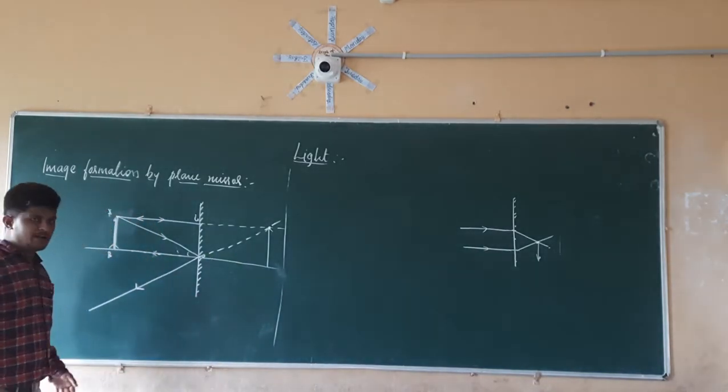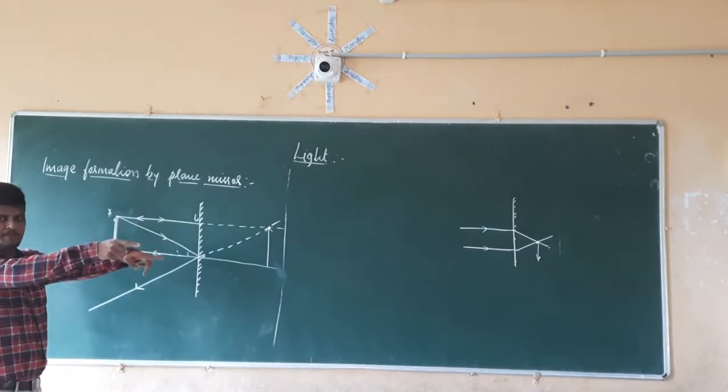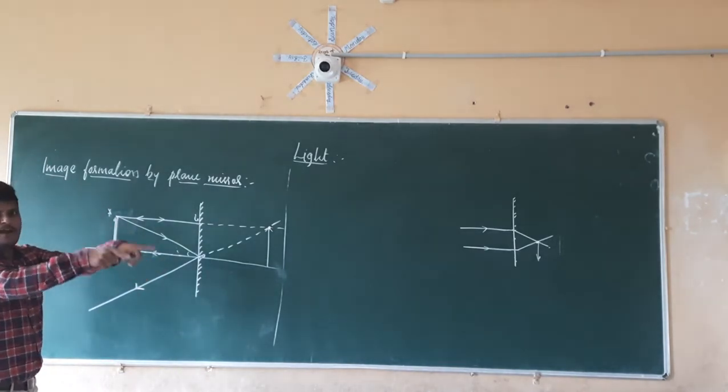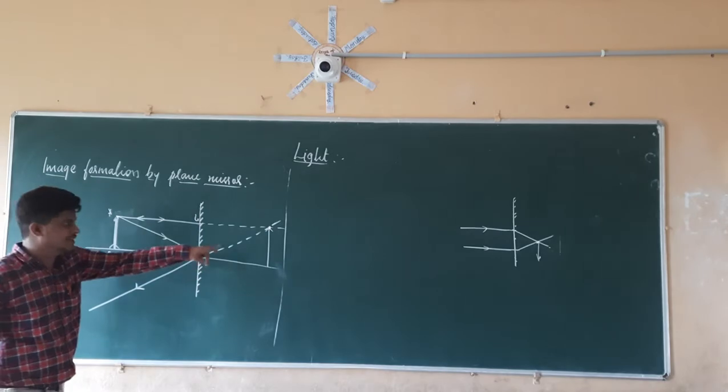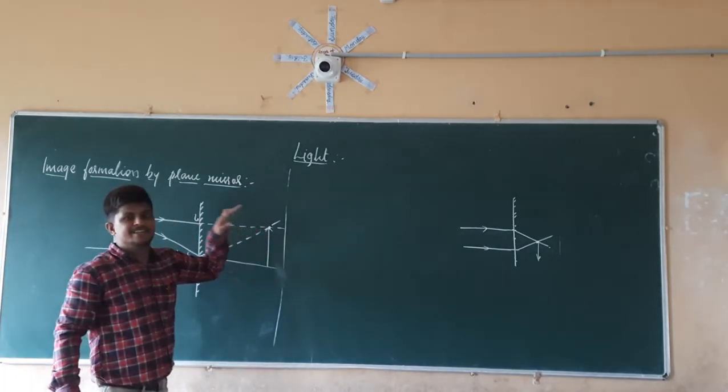So if you stand in front of a plane mirror, we are going to see our image inside the plane mirror. Why is it forming? Because of this thing. So we are seeing our image inside the mirror.